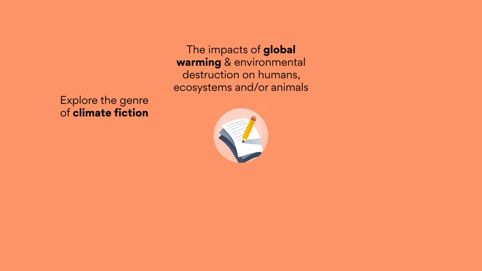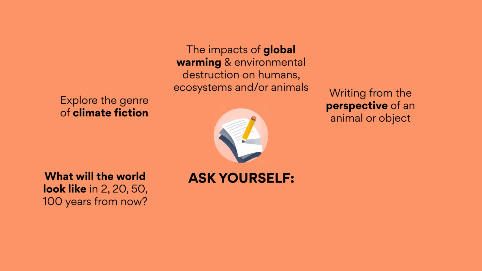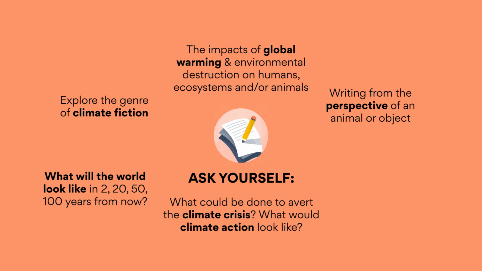You might choose to explore the genre of climate fiction, writing about the impacts of global warming and environmental destruction on humans, ecosystems, even writing from the perspective of an animal, a tree, a rock, or a cockroach. So you could ask yourself, what do I imagine the world will look like in 2, 20, 50, 100 years from now? What could be done to avert the climate crisis, and what would climate action look like? What do you feel when you think about the future? Do you feel a sense of dread, or do you see hope? And if so, where does that hope lie?